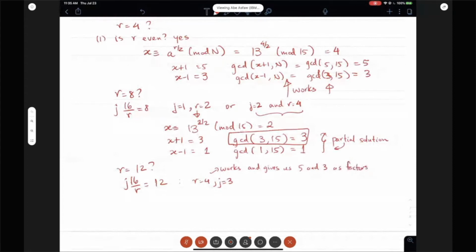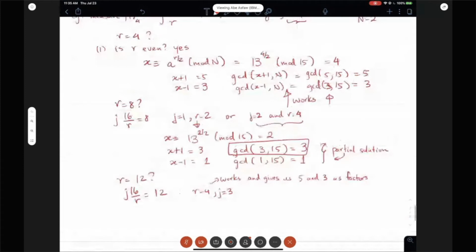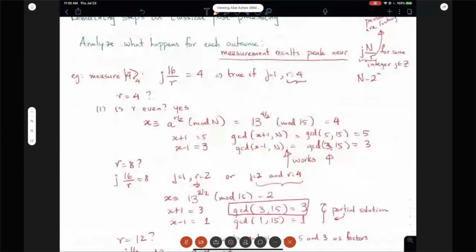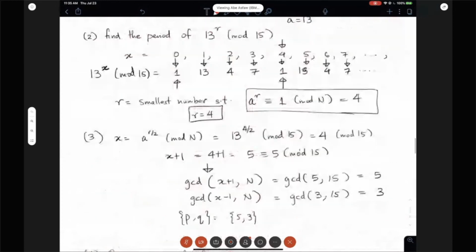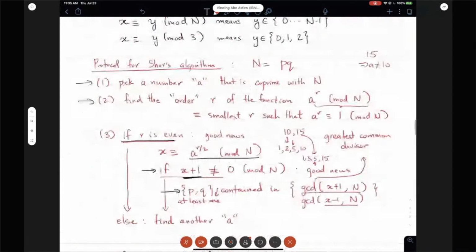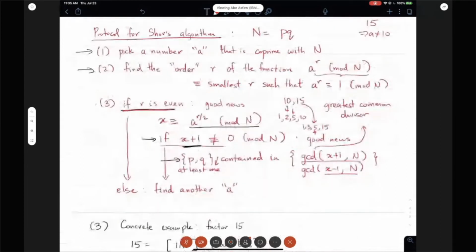Note that in all of these, I'm checking if r is even. We did this earlier, and if you need to, maybe later as you're reviewing the notes, I want to remind you we wrote down these rules. If r is even, I continue and compute x, which is a to the r over 2 modulo n. Then if x plus 1 is not equivalent to 0 modulo n, at least one of the p and q values is contained in these numbers: either the greatest common divisor of x plus 1 and n, or of x minus 1 and n.